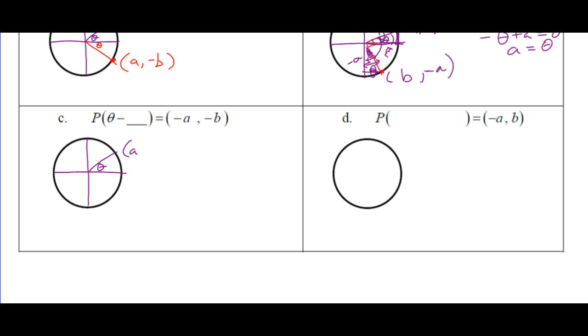So there's theta, here's the point AB. Where's negative A, negative B? Well, okay, so if that's A, then negative A is this same distance, and negative B is down here. So this is negative A, negative B. So this is theta minus, so the angle, they add up to pi? Yes. So it's theta minus pi.